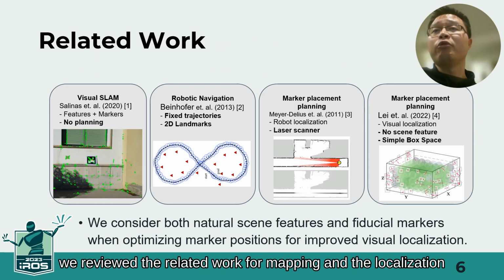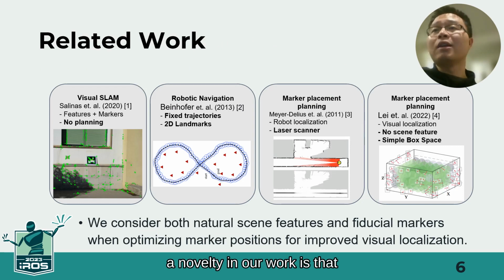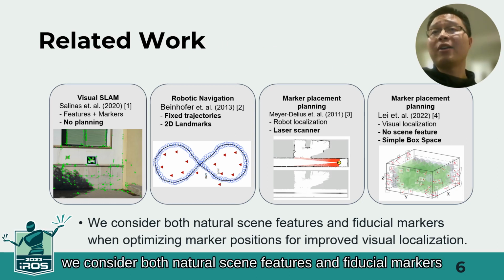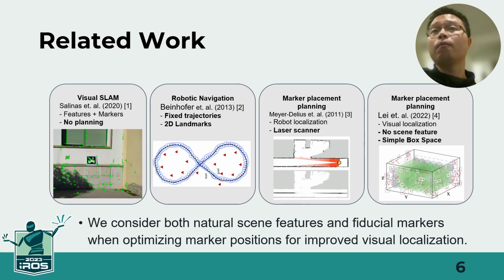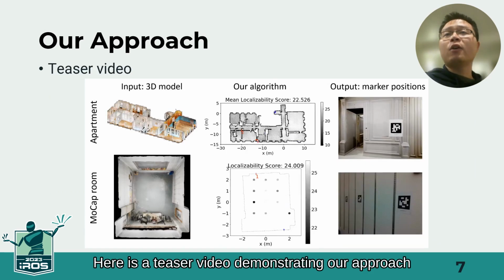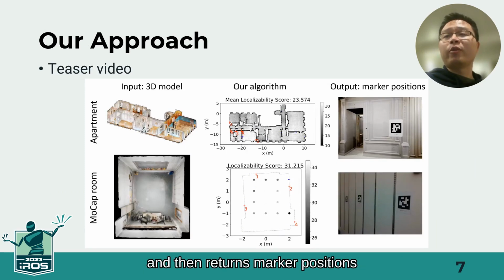In the paper, we reviewed related work for mapping and localization using fiducial markers or other artificial landmarks. A novelty in our work is that we consider both natural scene features and fiducial markers when optimizing marker positions for improved visual localization. Here is a teaser video demonstrating our approach. The algorithm requires a 3D model as the input and then returns marker positions.